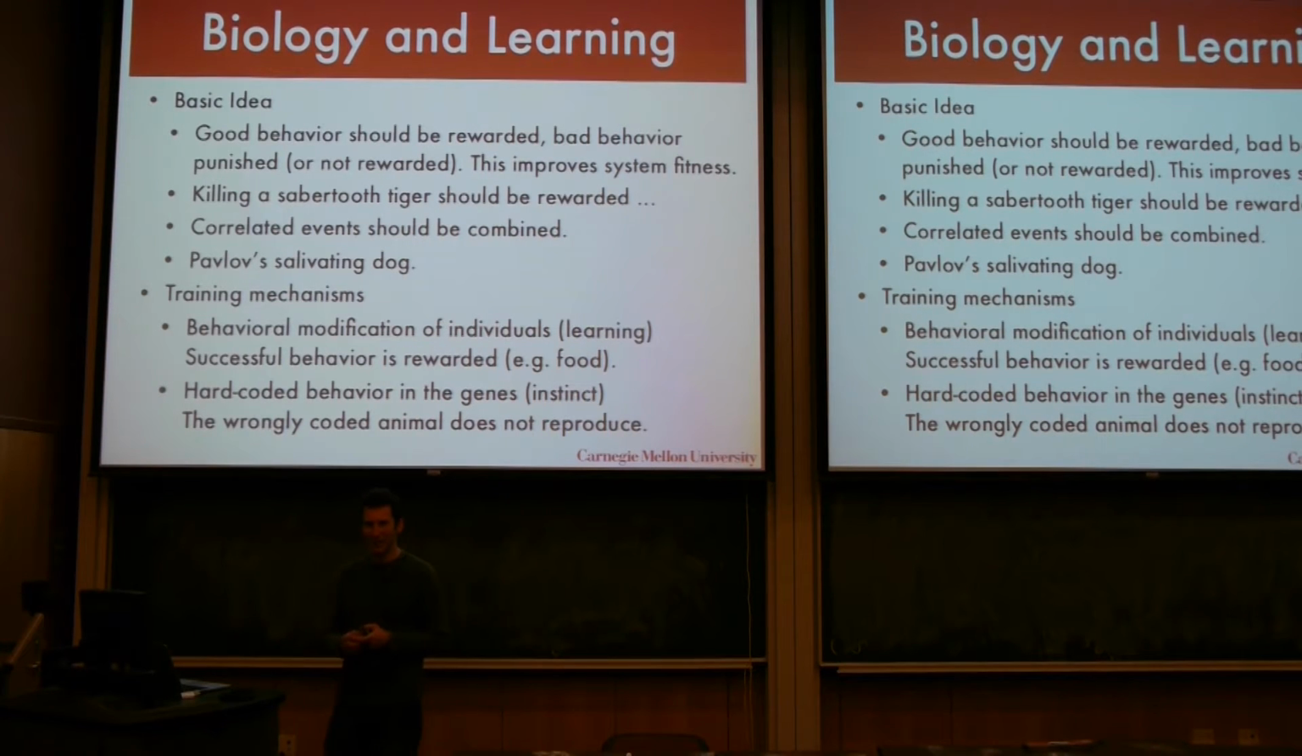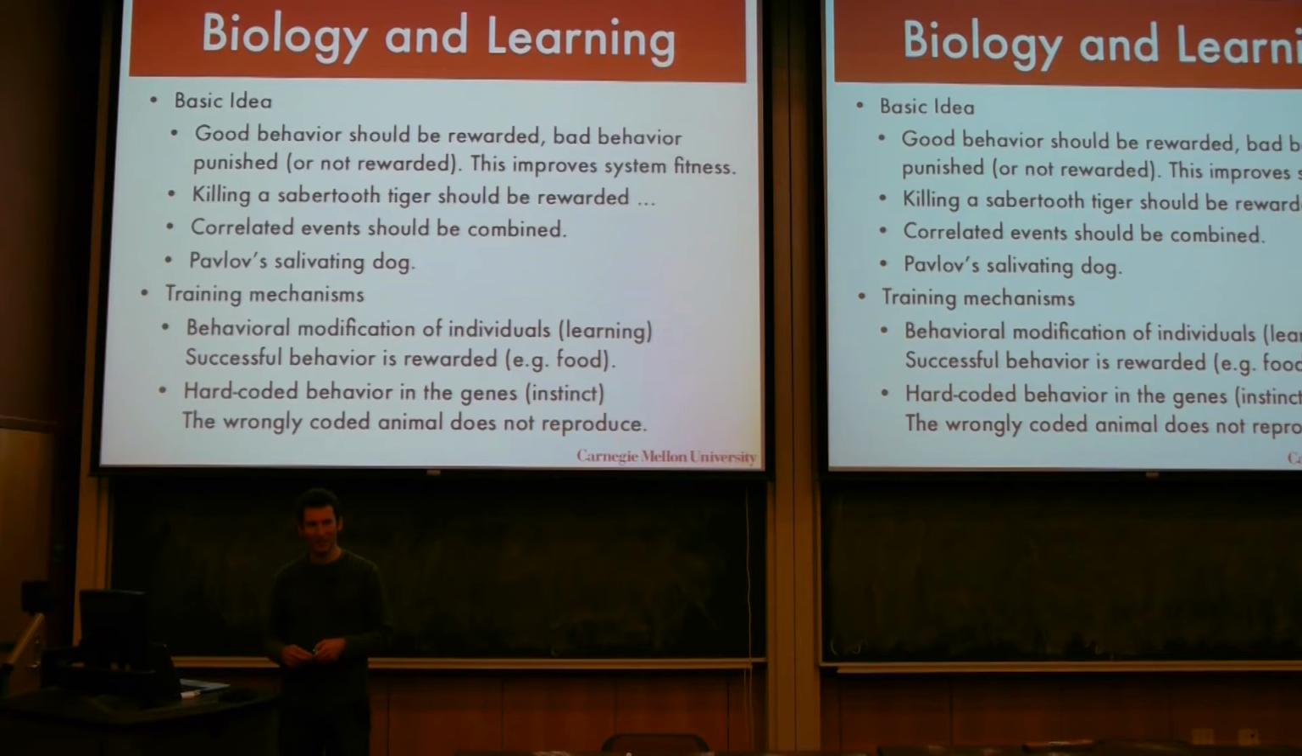The reason why I'm talking about it is a little bit because, first of all, neural networks are getting kind of popular again. And also, a lot of machine learning arose from neural networks and related things. So it's at least good to know the history of that. The basic idea is good behavior should be rewarded more than bad behavior. For instance, it's probably good for you to kill that saber-toothed tiger.